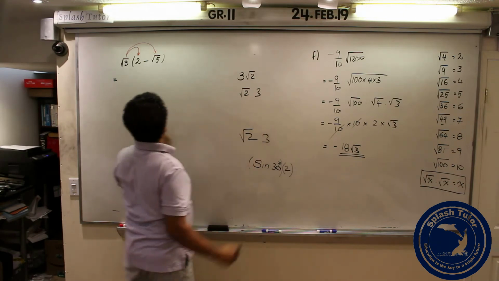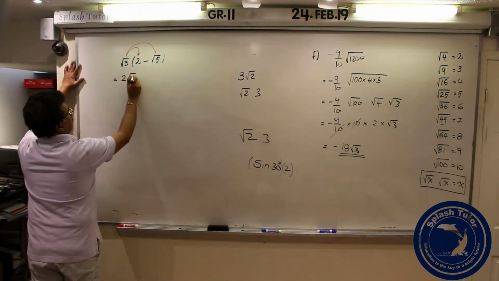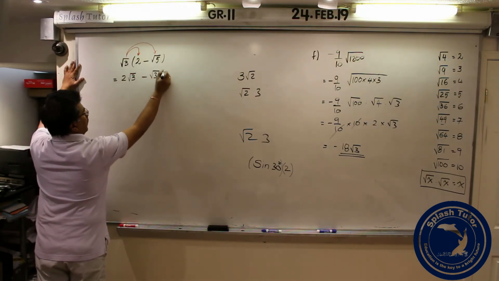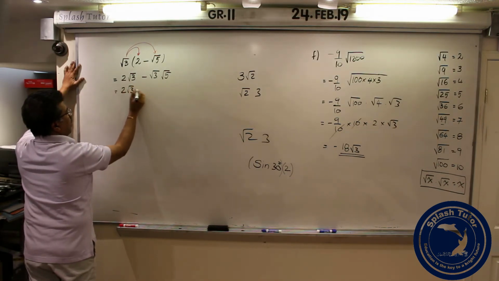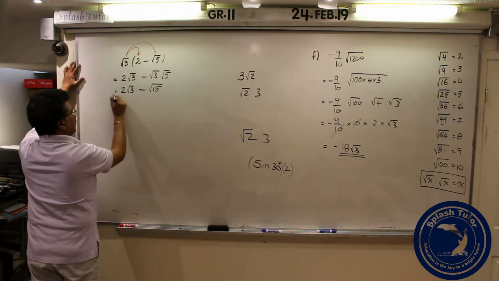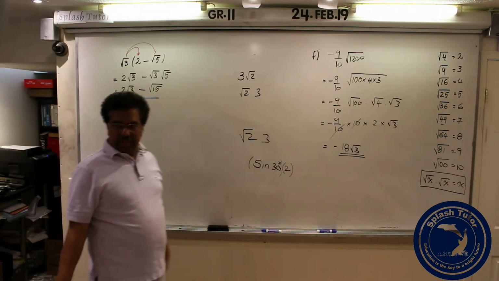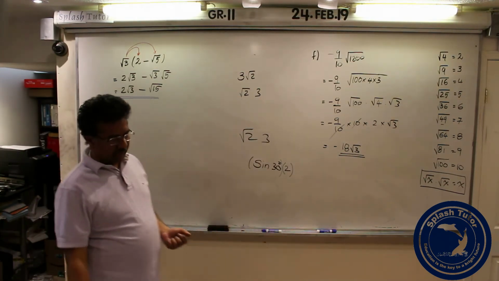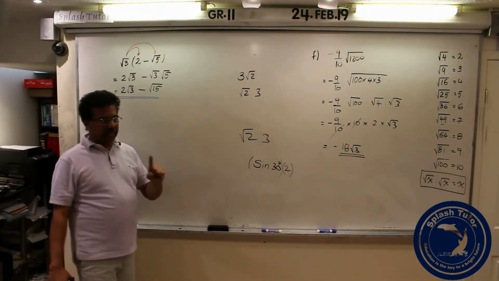Same thing here. When you multiply, this is 2 root 3 minus root 3 times root 5. That is 2 root 3 minus root 15, because these are not the same number. They are different numbers. You should do that. So make sure that we write the number in the front. Okay? Now, there's another one.